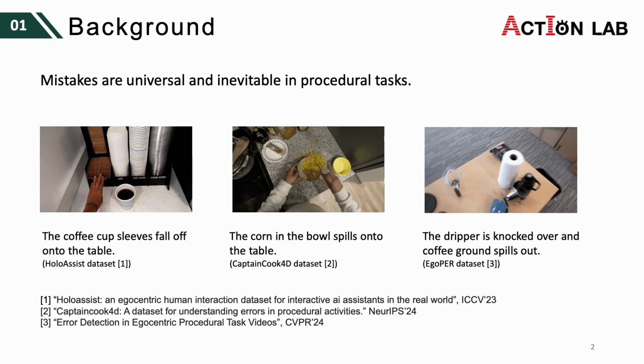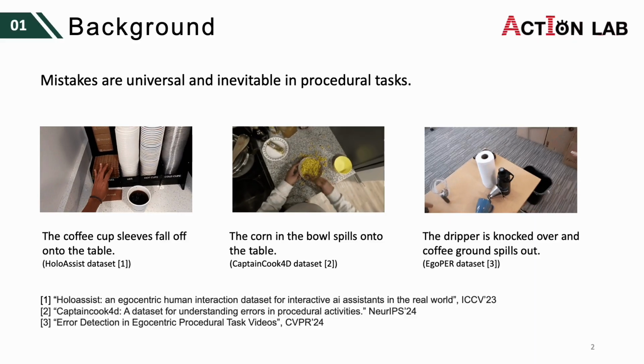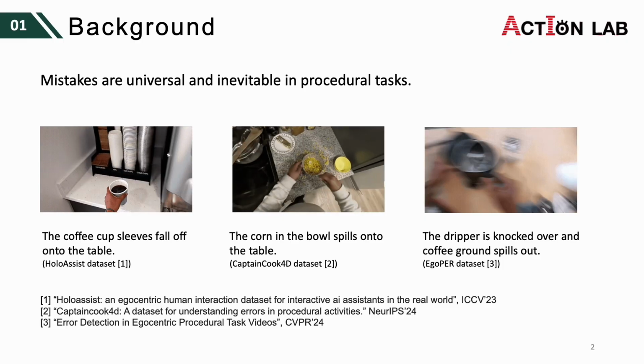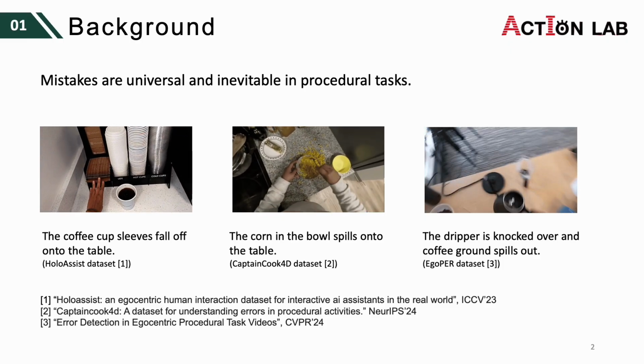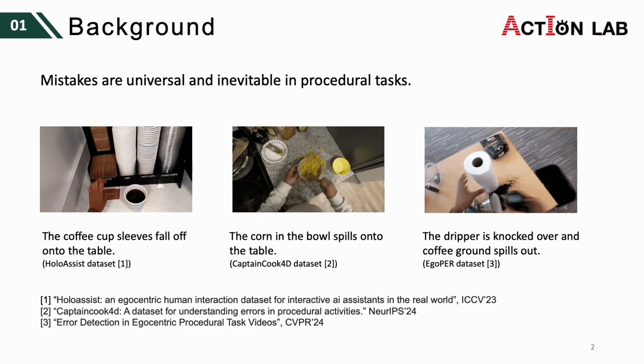Mistakes are common in real procedural tasks, such as cooking, assembly, and daily assistance. As shown here, errors often lead to undesirable outcomes, like spilling objects or knocking over tools. These examples highlight that procedural mistakes are universal and can happen even in simple activities.